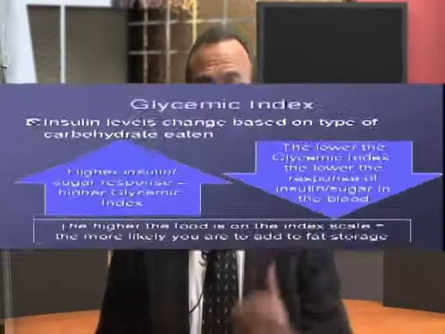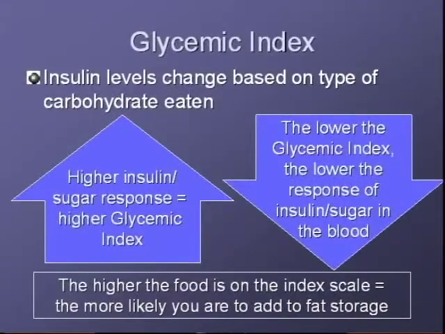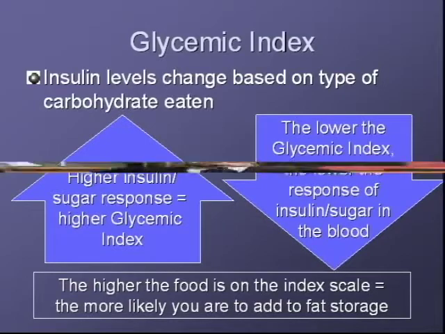So the higher the insulin, the higher the sugar response, the higher the glycemic index. Okay? The lower the glycemic index, the lower the insulin, and the lower the sugar, the healthier the food is many times for you to eat. So the higher the food is on the index scale, the higher the number, the more likely you are to add to fat storages. So it's a really big issue.